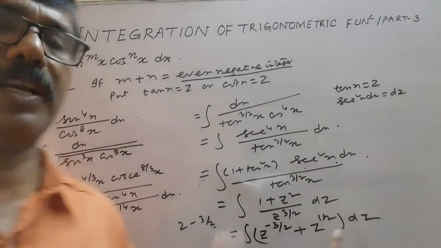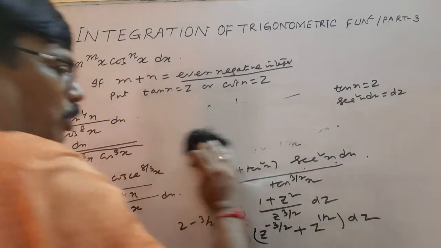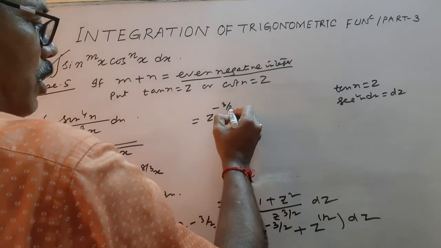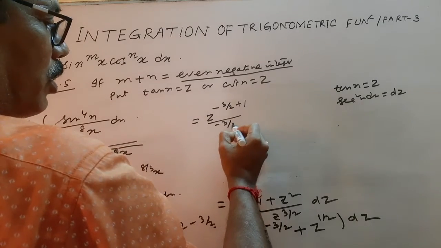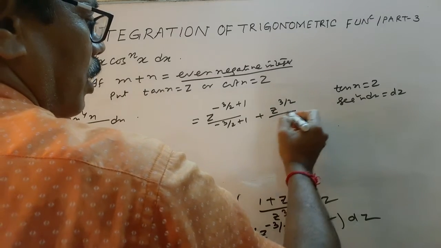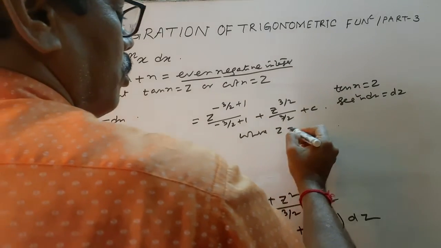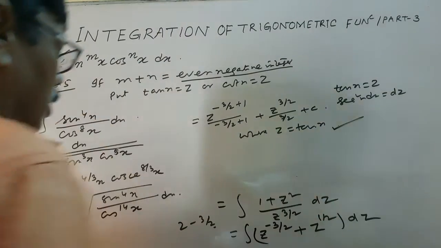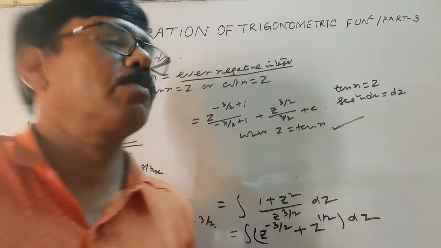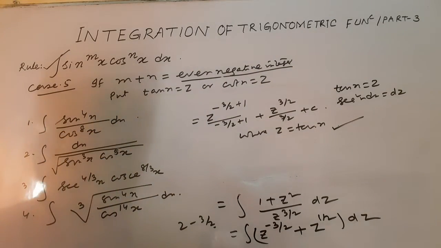Now this is in standard form, and the second one is also standard form. So we get z to the power minus 3 by 2 plus 1 over minus 3 by 2 plus 1, plus z to the power 3 by 2 over 3 by 2, plus c, where z equals tan x. So when m plus n is an even negative integer, put tan x equals z and express the function in terms of tan.